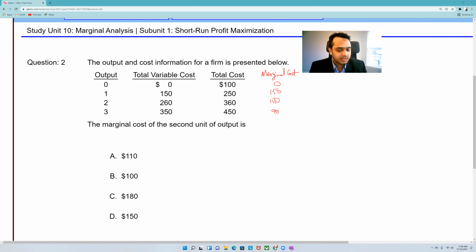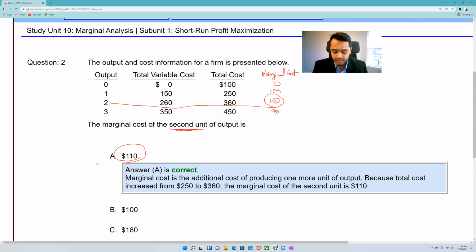So here, what is the question? The marginal cost of the second unit. So for the second unit, what is the marginal cost? 110. Yep, 110 is the right answer for the marginal cost. I hope that you guys remember we just did it in the earlier session itself of the marginal analysis.